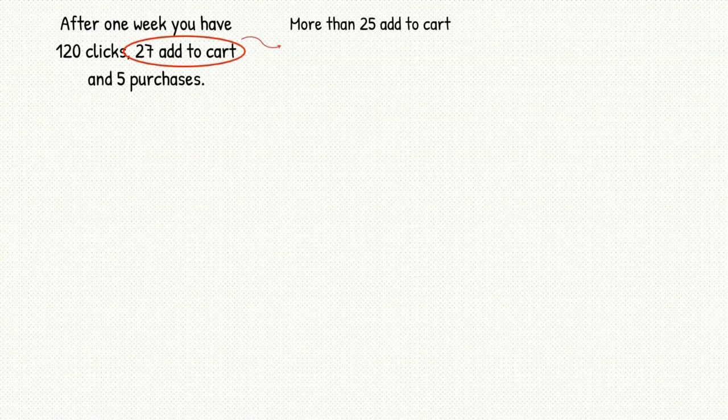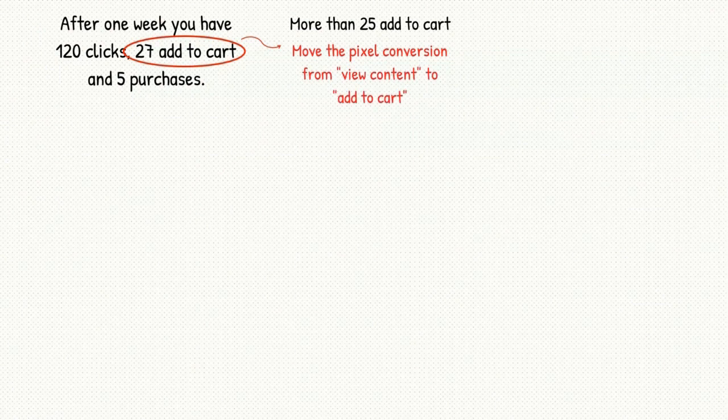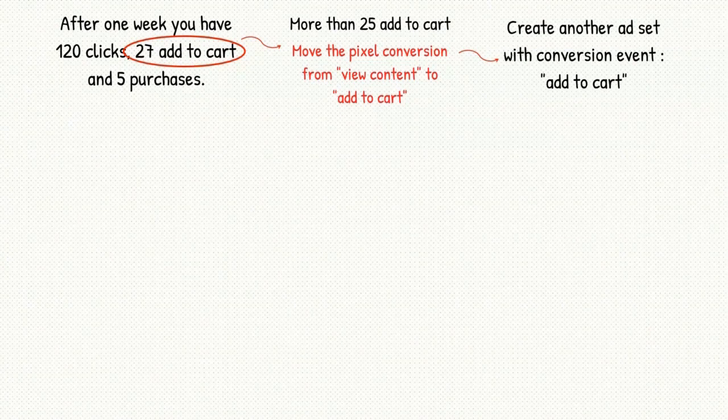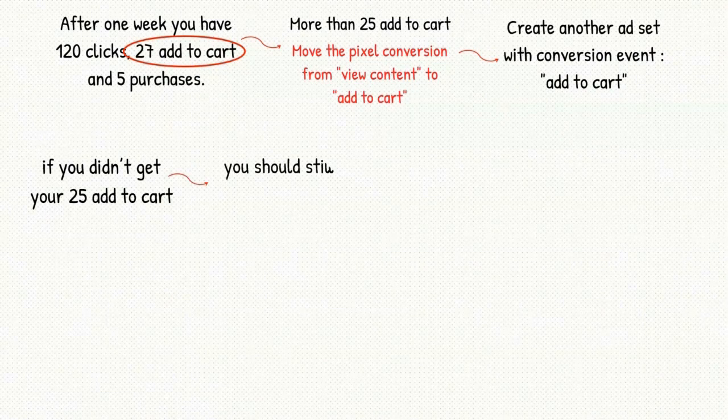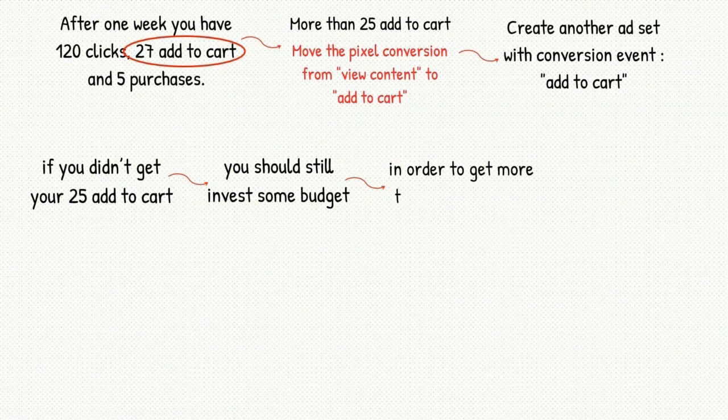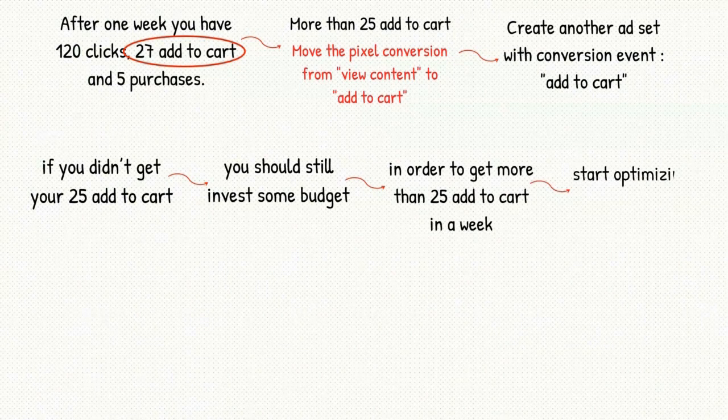Let's say after 1 week, you have 120 clicks, 27 add to cart, and 5 purchases. Now you can see that you had more than 25 add to cart. This means now you can move the pixel conversion from view content to add to cart, or create another ad set with conversion event as add to cart. If you didn't get your 25 add to cart, you should still invest some budget in the view content in order to get more than 25 add to cart in a week, in order to be able to start optimizing for add to cart.